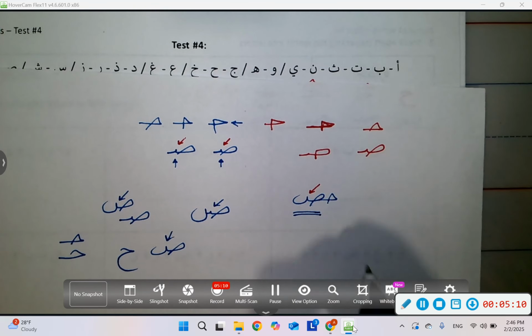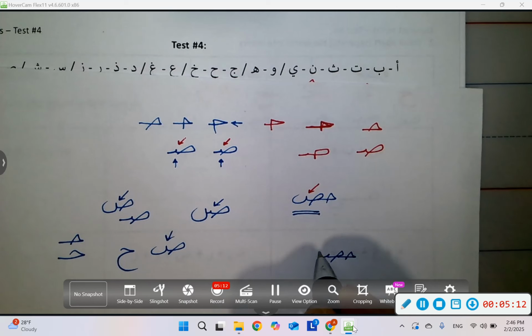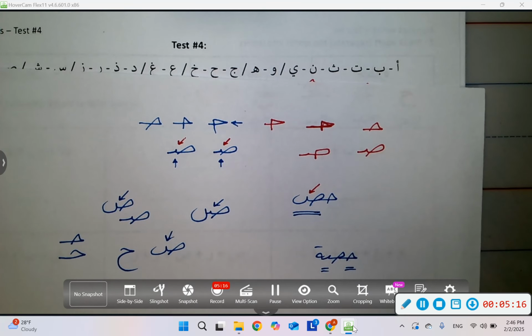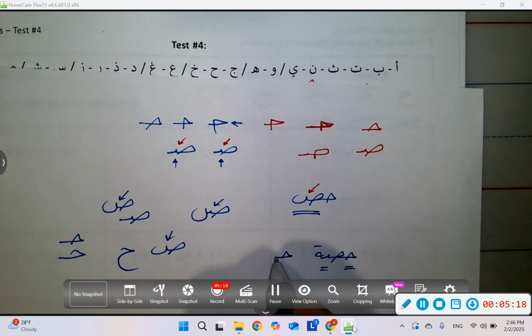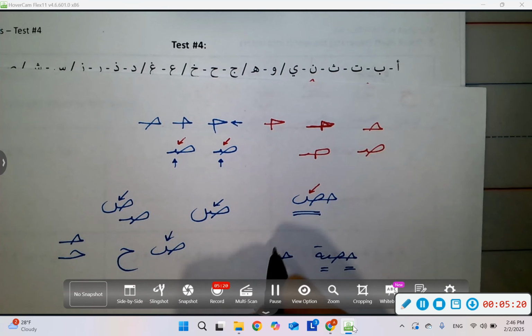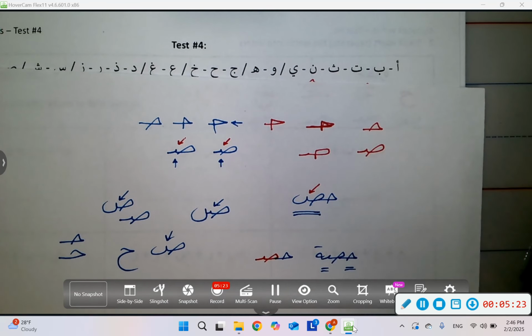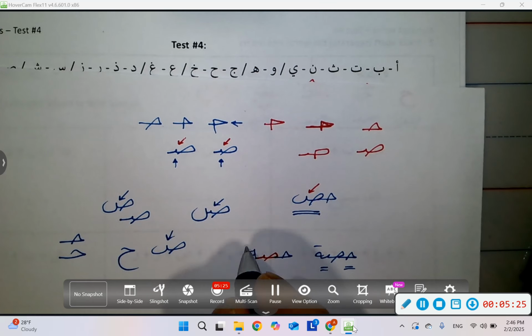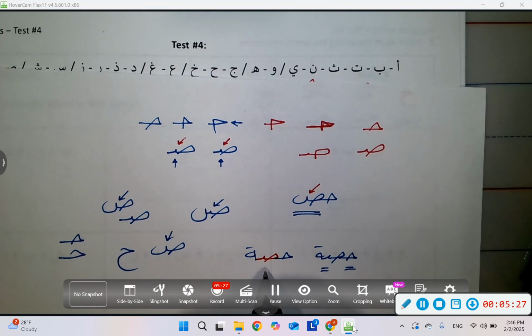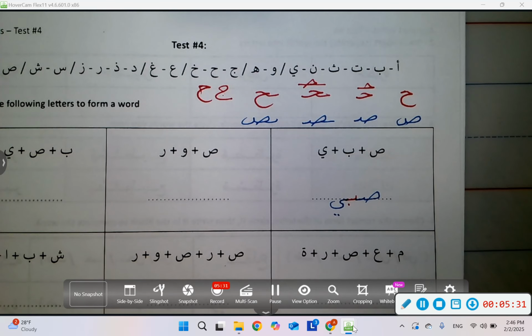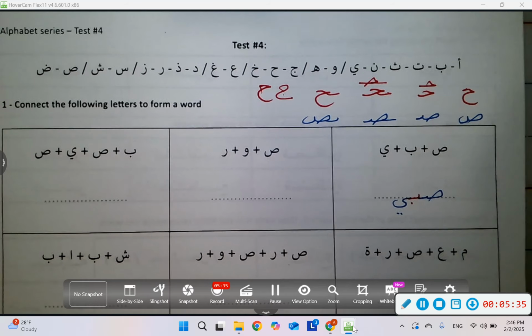So, حصة, حصة. This is the ha, this is the sa. Let me color it so you know where the sad starts and where it ends. This is the sad. I hope this makes it clear. Sabi. Sabi means a boy.